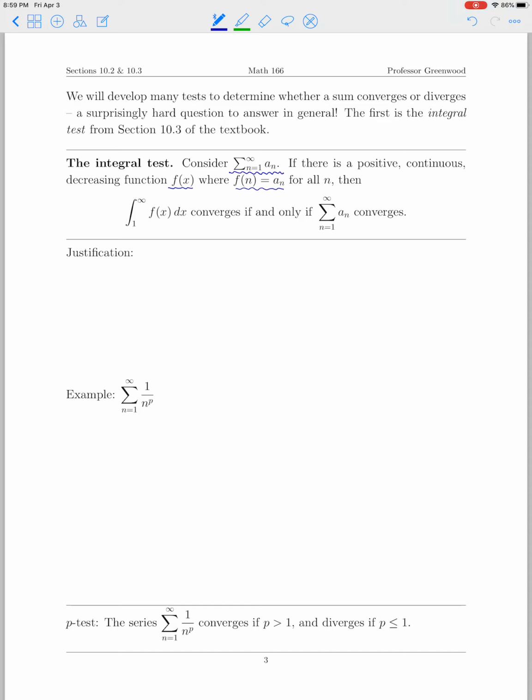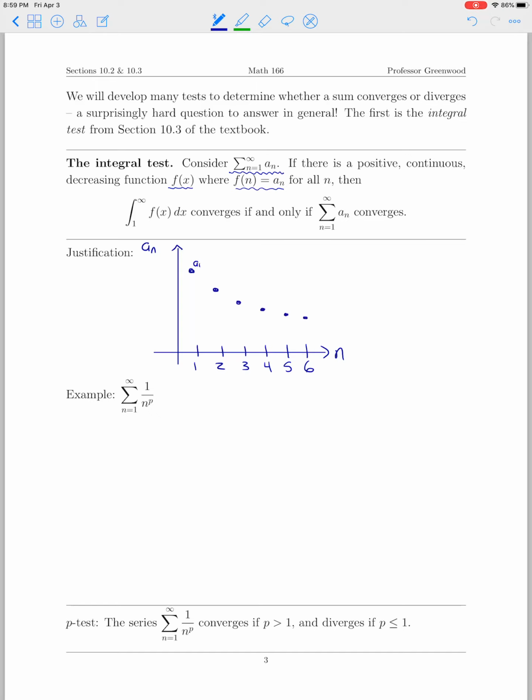And the way that we can justify this is by looking at a graph and comparing the series to the integral in the graph. I'm going to start by drawing an arbitrary series, a sub n, which is going to be a positive decreasing series. On the horizontal axis, I'm just going to have the integers, 1, 2, 3, 4, 5, 6, and so on, up to infinity. And then on the vertical axis, I'm just going to draw some dots which represent this positive decreasing series.